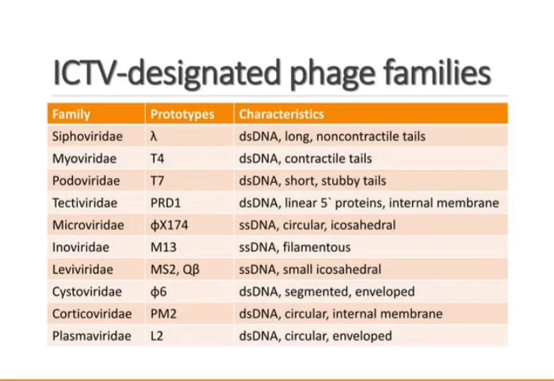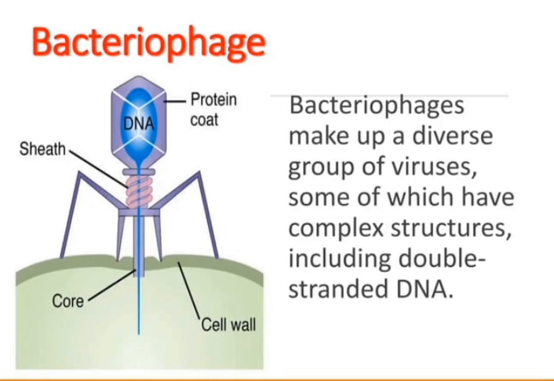Cystoviridae, phi6, dsRNA, segmented, enveloped. Corticoviridae, PM2, dsDNA, circular, internal membrane. Plasmaviridae, L2, dsDNA, circular and enveloped.